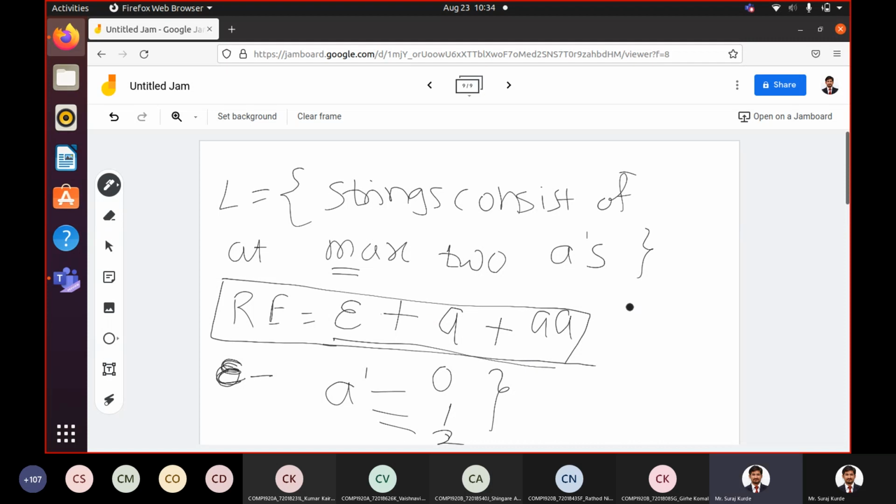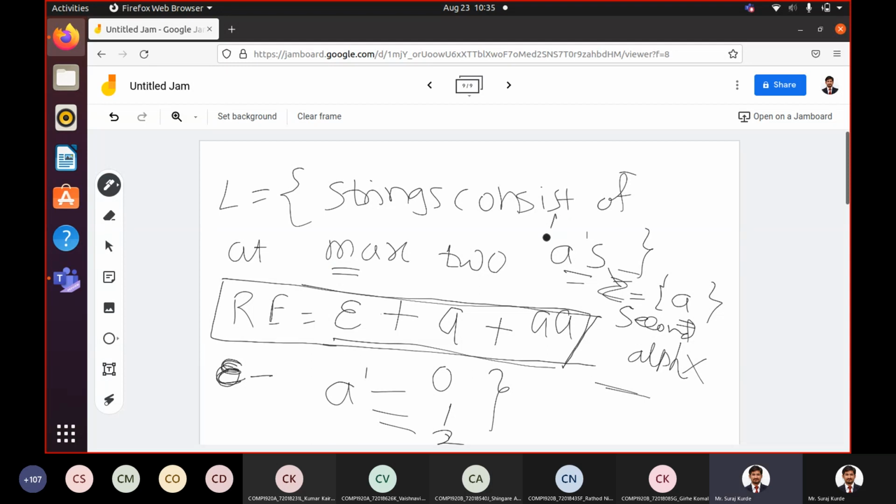There is no second alphabet; the second alphabet is not used. Only one input is there, so sigma equals {A}. It can be 1 time, 0 times, or 2 times. So this is the regular expression: epsilon plus A plus double A.